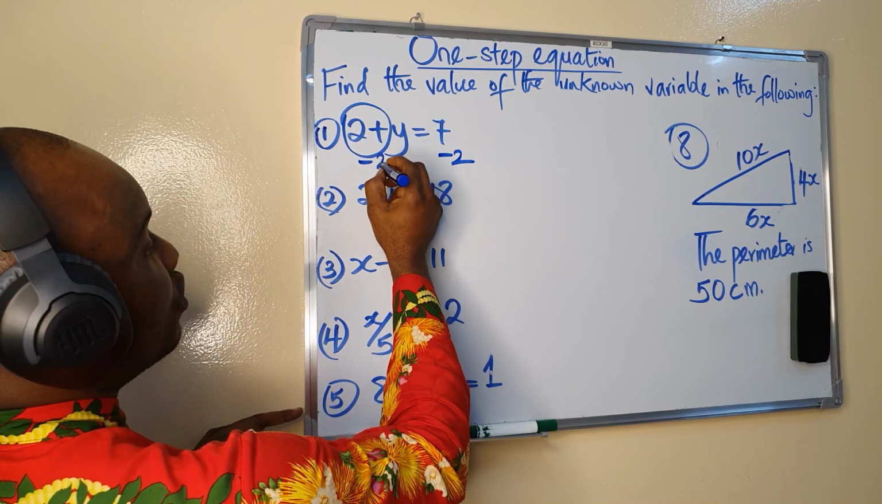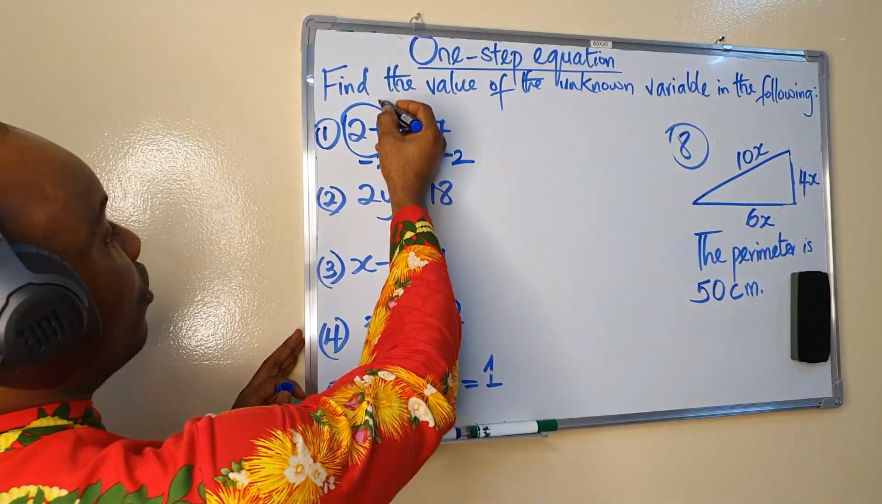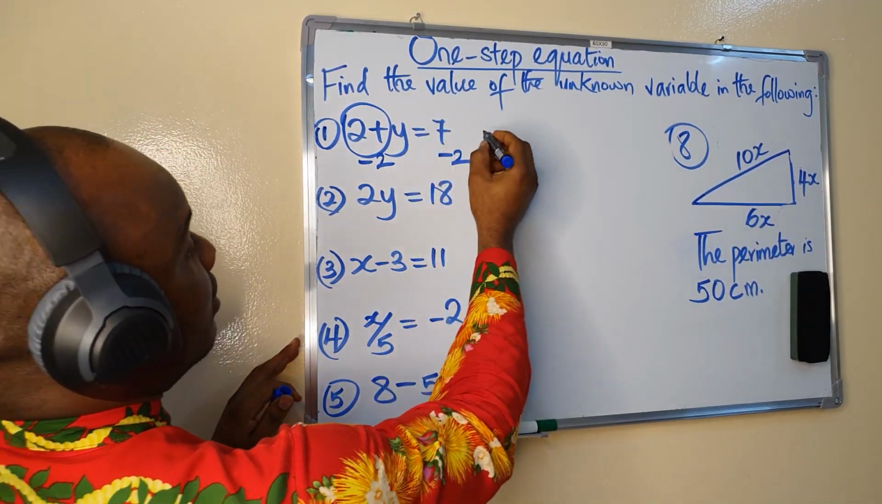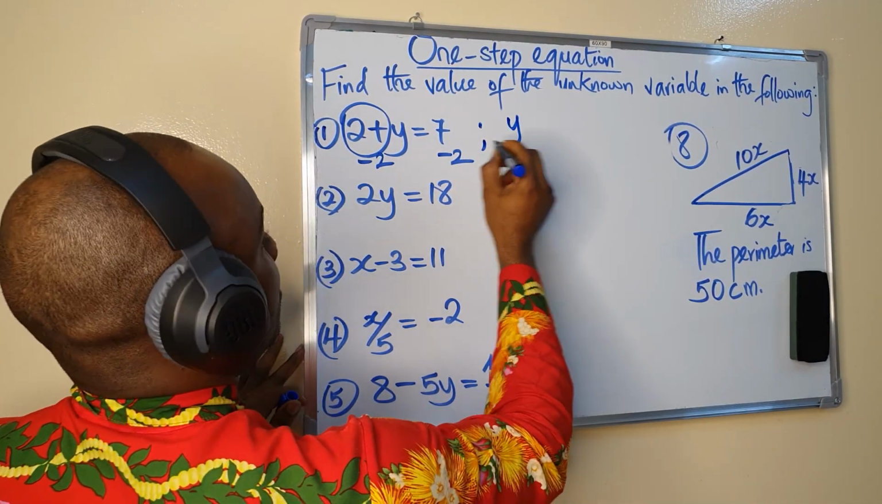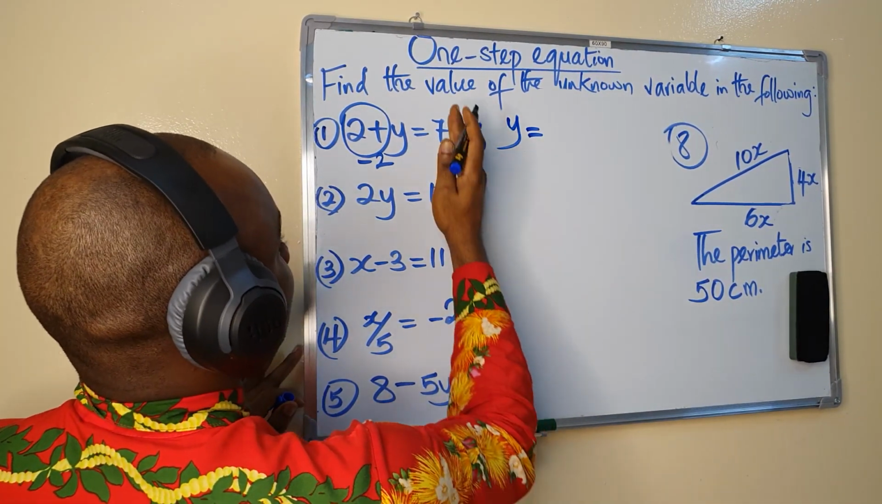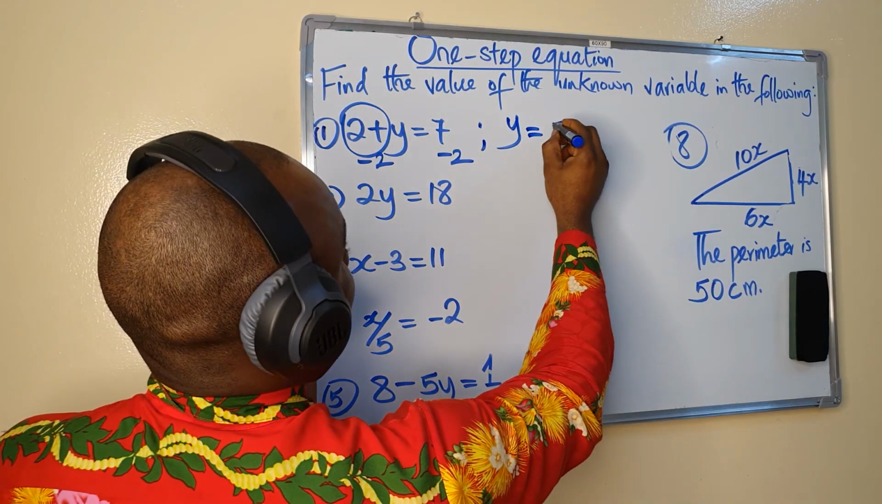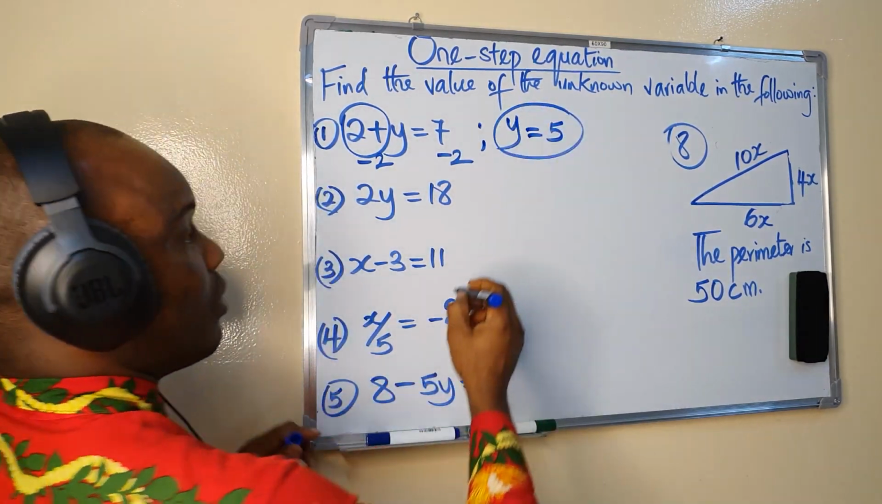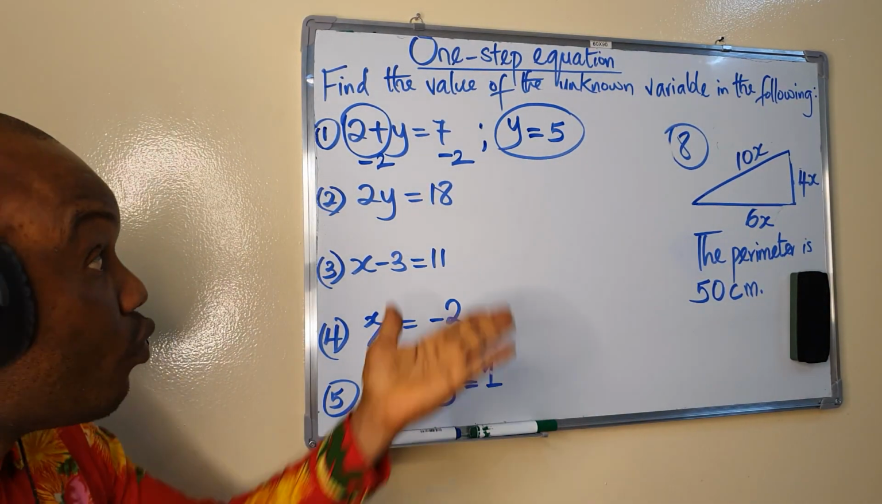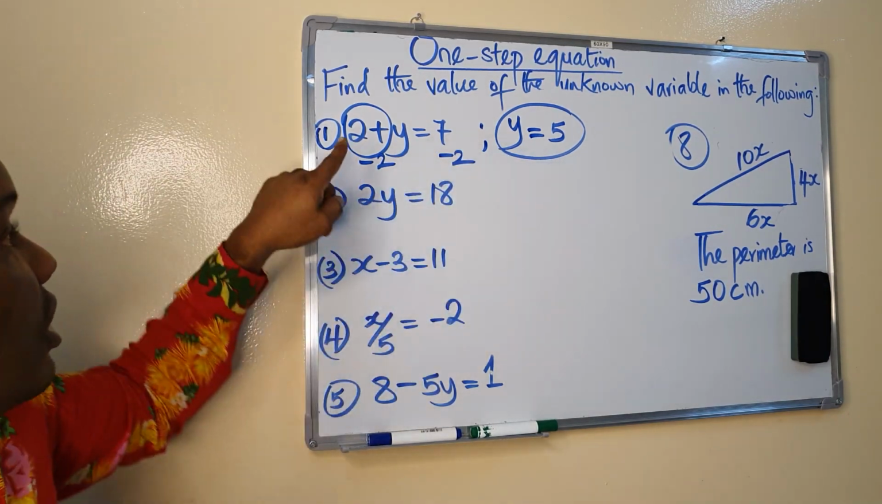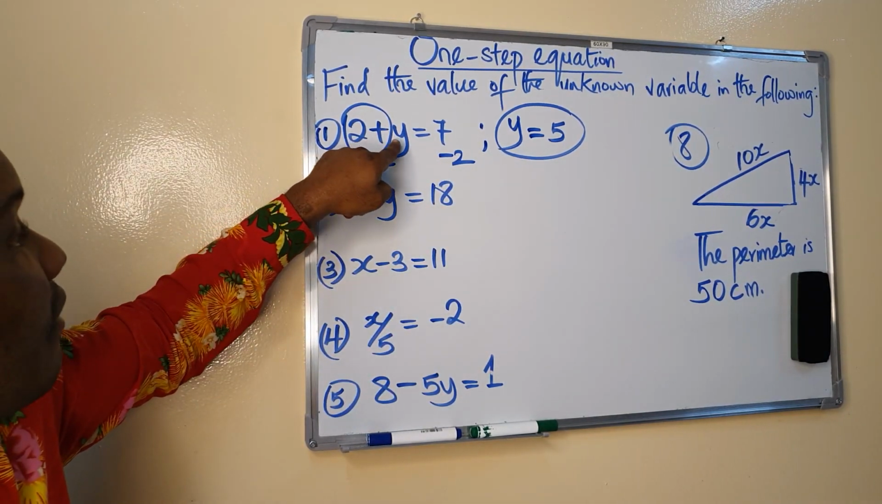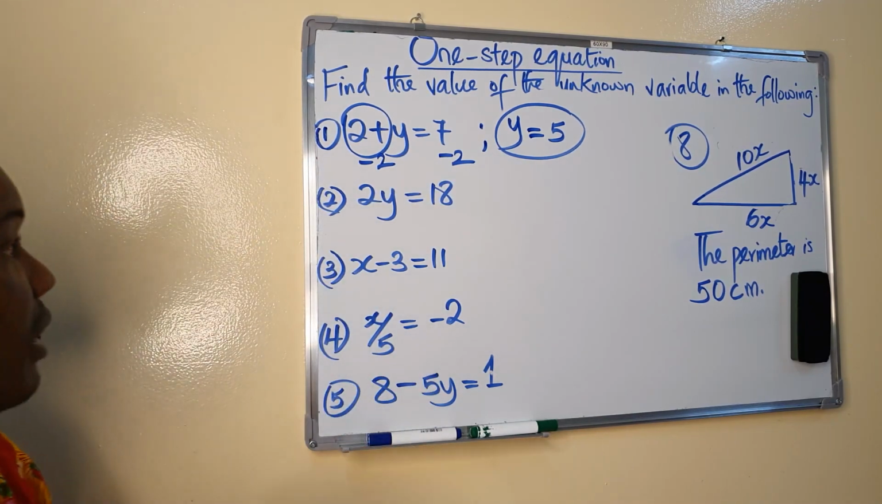So 2 minus 2 is 0. The only thing I have on the left-hand side now is y. I'll write it down here: y, and then the equal to. 7 minus 2 is how much? 5. That's it. We have found the value of y. So y is 5, just like you guessed before. See, 2 plus 5 is equal to 7. Correct. We're done with that.